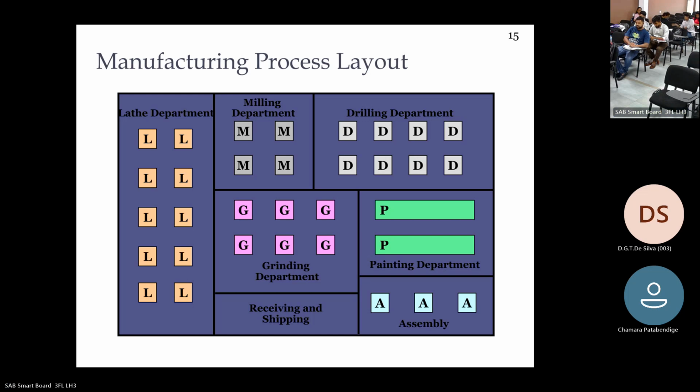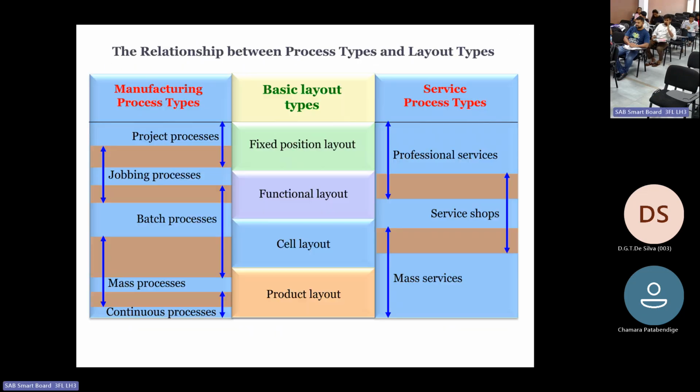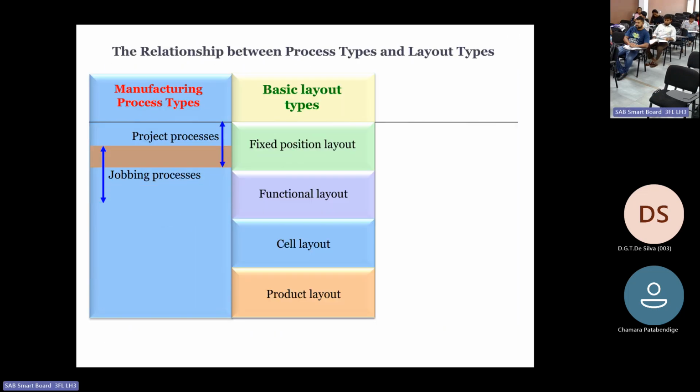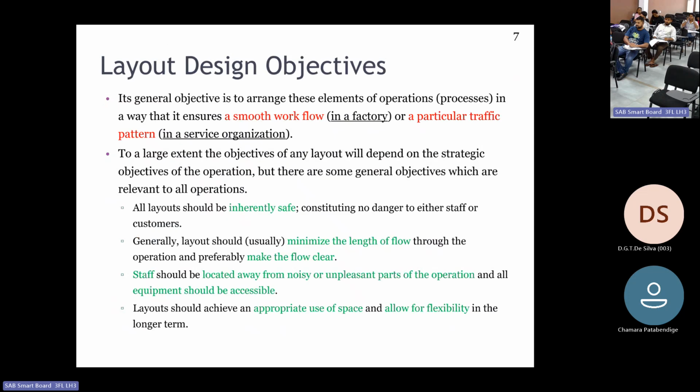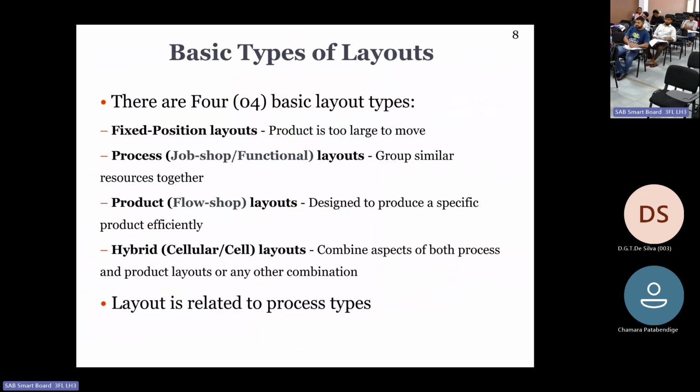Okay. We completed one layout type, we call it process oriented layouts. Similar resources grouped together. Let's quickly move to the other layout type also. Now, the second one we are going to cover is product oriented layout, what we call. That is different. I think the name is new, but you know what it is.